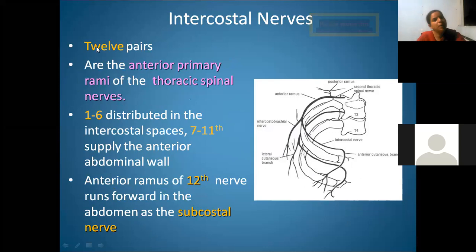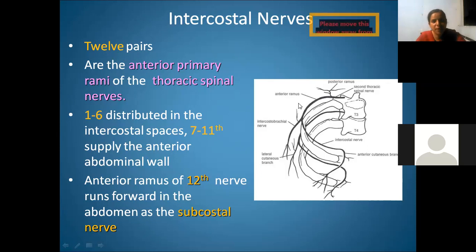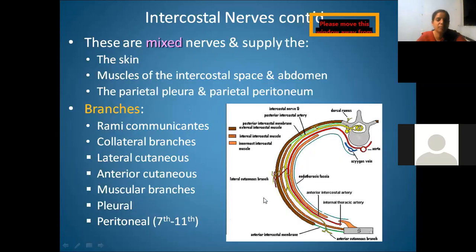Okay, so how many pairs we will have? Such 12 pairs of thoracic nerves are there. Okay, so their anterior primary rami, the ones which are moving anteriorly, they are actually supplying the thoracic cage. So they are numbered 1, 2, 3, 4, 5, 6 till 12. So 1 to 6 they are distributed in the intercostal spaces. 7th to 11th, they not only supply thorax but also supply abdomen, anterior abdominal wall. 12th one, the last one, is going and supplying exclusively abdomen only, doesn't supply thorax. You call it as subcostal nerve. Subcostal nerve. Sometimes intercostal nerve may be asked.